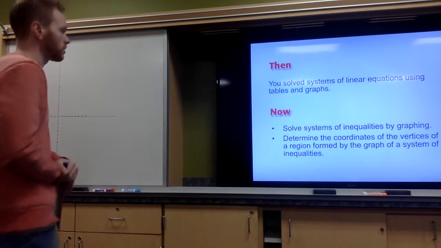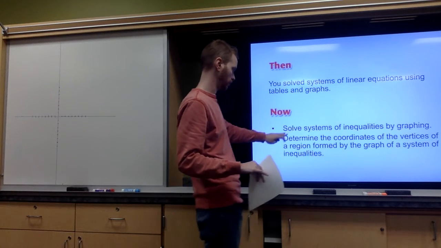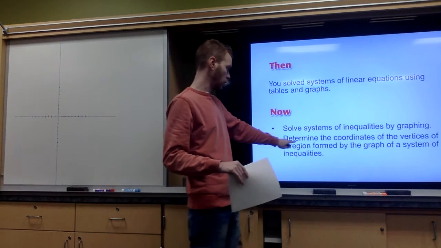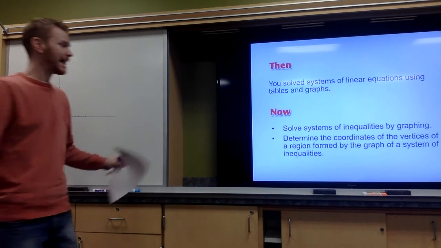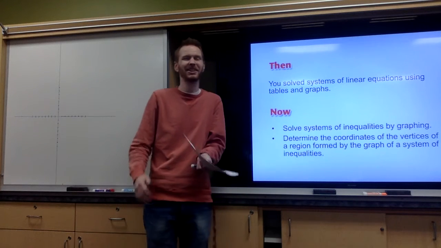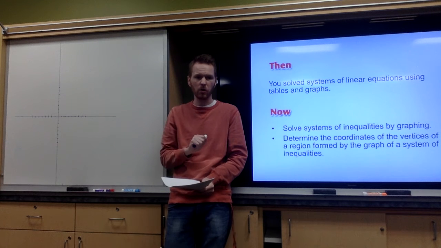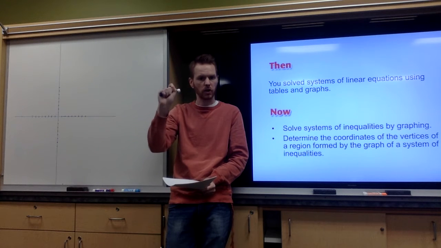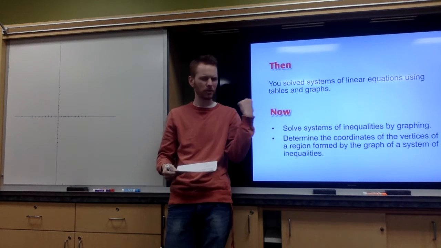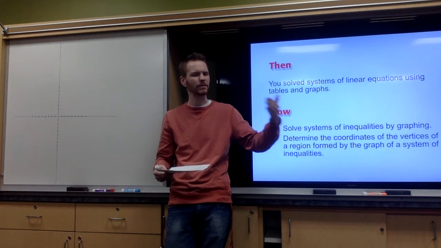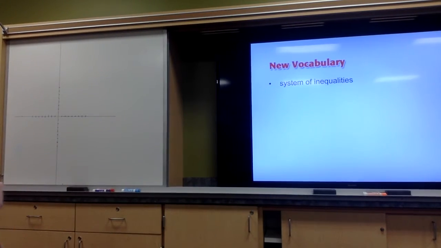So we went ahead and solved systems of linear equations using tables and graphs. Now we're going to solve a system of inequalities by graphing. And then for the last part of the lesson, determine the coordinates of the vertices of a region formed by the graph of a system of inequalities. That's a mouthful. So here's what we're doing for that part. We're graphing three inequalities, and where they all intersect makes a triangle. And we're trying to figure out where those vertices are. Seems kind of like an odd thing to throw at the end of this, but it's actually leading up into our next lesson. So it's like a precursor.